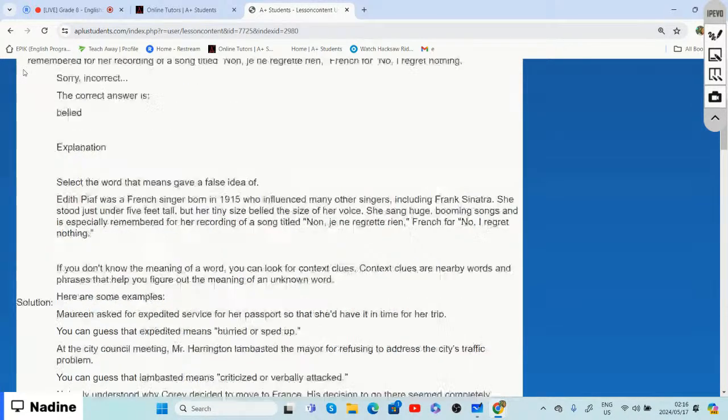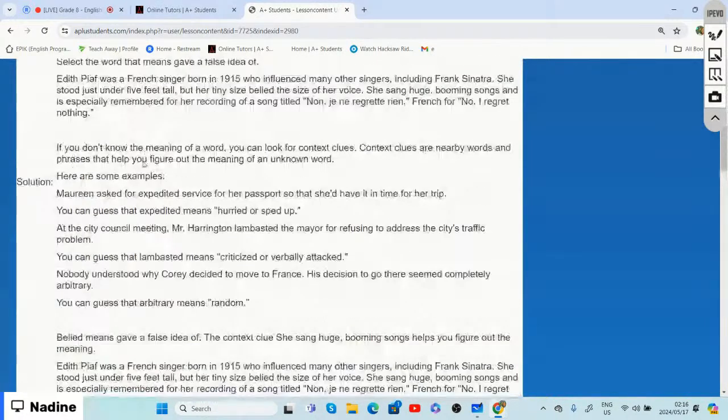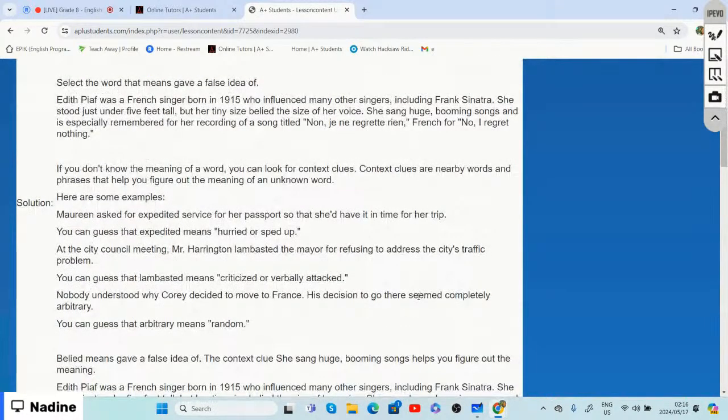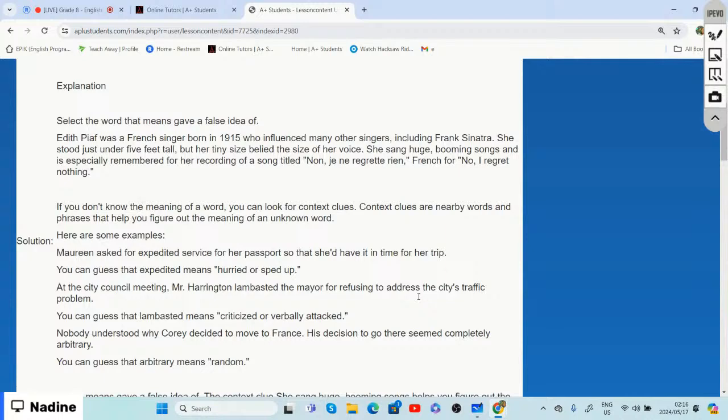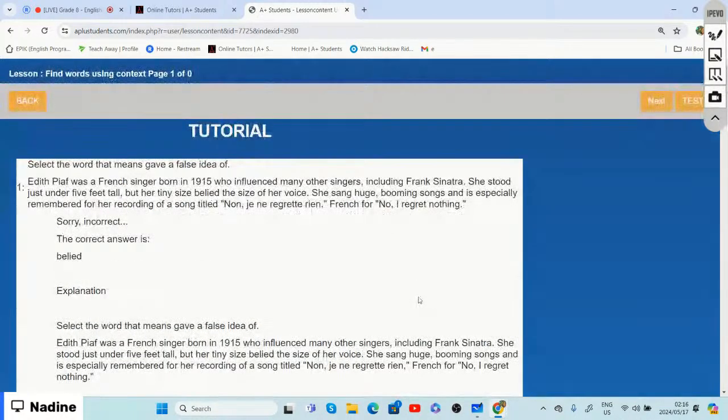And we made examples already of Maureen, who asked for expedited services, which means either to hurry or speed up services, because she wants to go on a holiday. So now we're going to our activity. We need to select the word that means gave a false idea of.